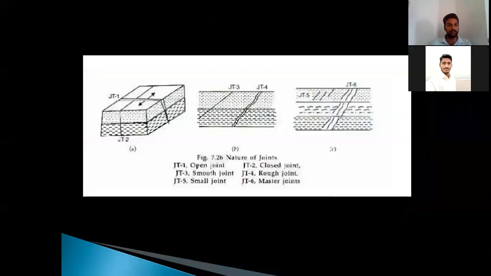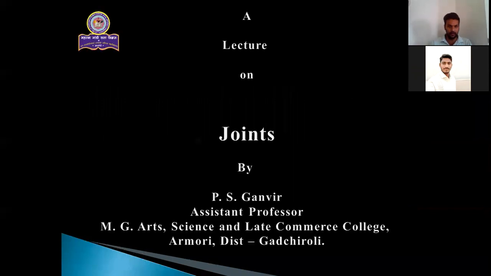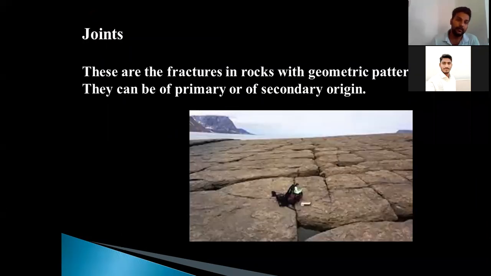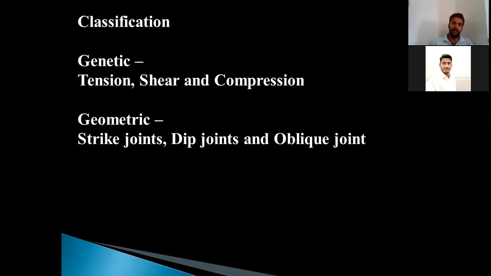So let us revise our topic. Today's topic was on joints. There we have seen what joints are. These are the fractures in the rocks with a geometric pattern. This is a very layman definition so that you can understand and distinguish between fractures and joints. Joints can be primary or secondary. If they are formed during the formation of the rock, then they are primary. If they formed after the formation of the host rock, then it is secondary.